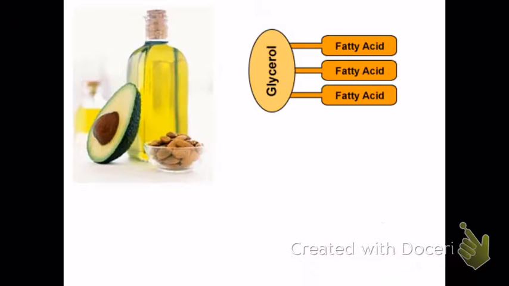Okay, the next organic molecule is a lipid. And a lipid is just a fat, right? Avocados have good fats. Almonds, as you can see here. But it's a fat. If it's solid at room temperature, it's considered a fat; if it's liquid at room temperature, it's an oil. It's made up of 1 glycerol, which is just a molecule made up of carbon and hydrogen. So it's 1 glycerol with 3 fatty acids. The fatty acids are long carbon and hydrogen chains.